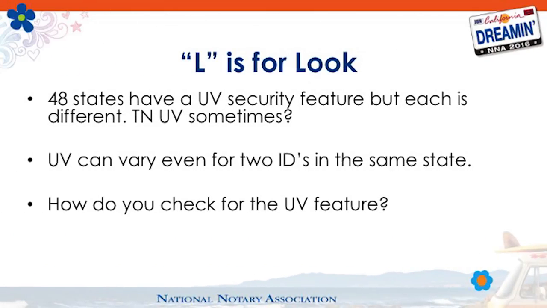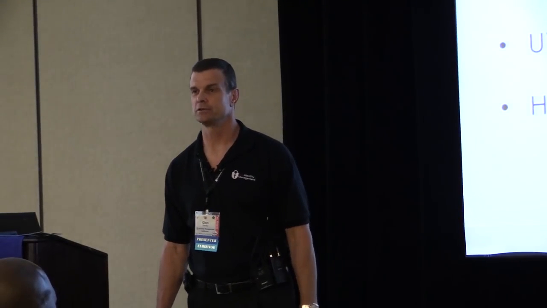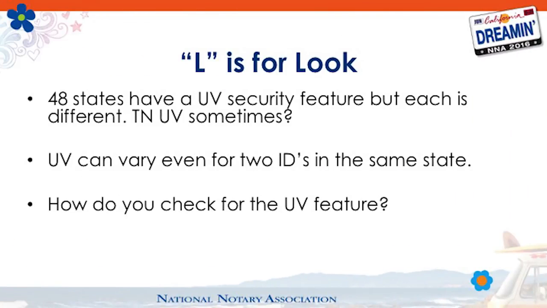L is for look. 48 states have a UV feature. That's the black light feature they were talking about with TSA. When you go to TSA and you fly in a plane, they're going to take your ID and your ticket and they're going to put the ID in that little black box. What they're looking for is that UV feature. So 48 states are doing that.